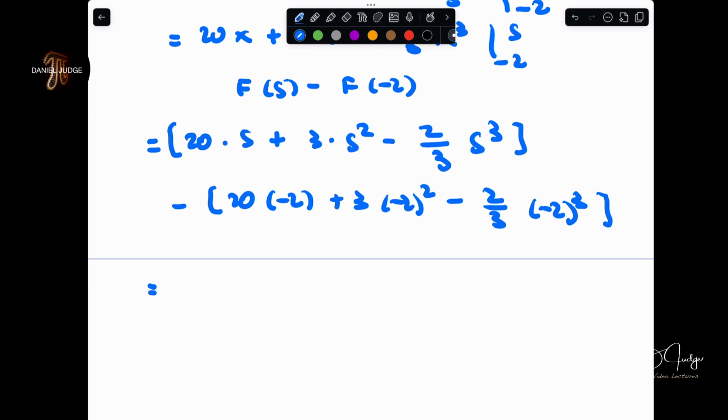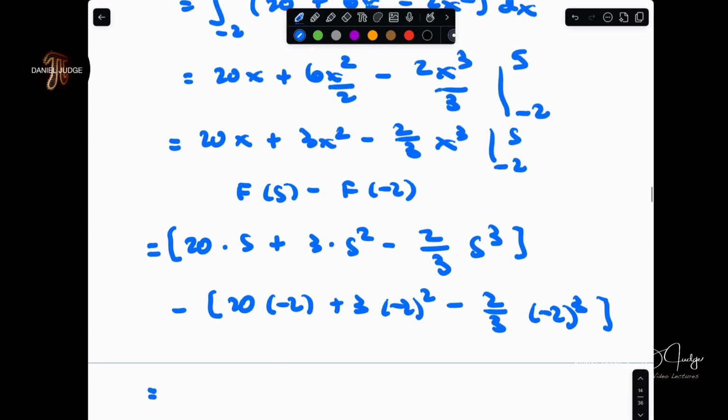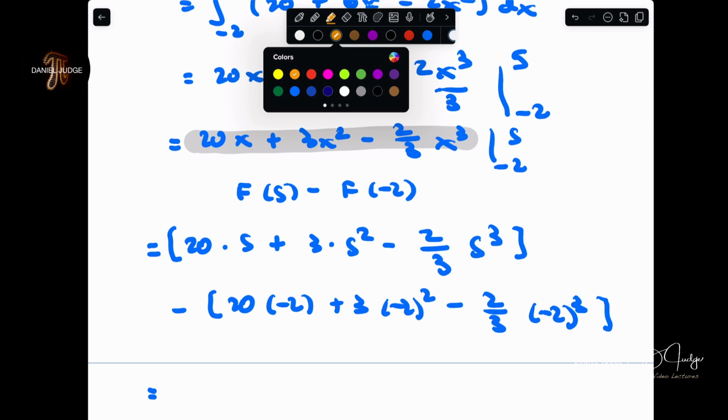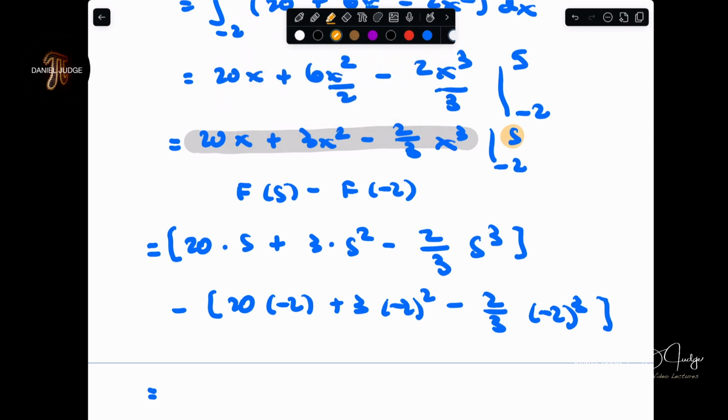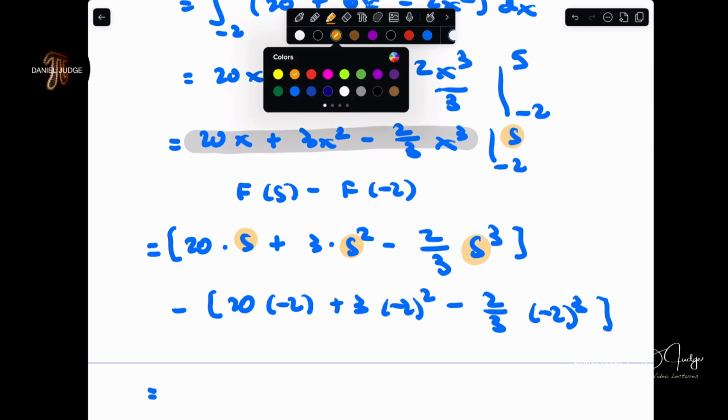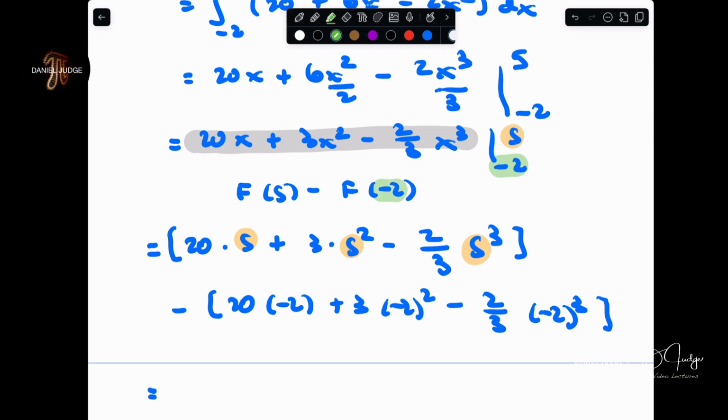Okay, so let's double check to see we're fine. 20x plus 3x squared minus 2/3 x cubed. All right, let's double check here. I just want to remind people, there's your antiderivative. We're going to evaluate that antiderivative at the endpoints, where x is 5. So 20 times 5 plus 3 times 5 squared minus 2/3 of 5 cubed. Then negative 2.